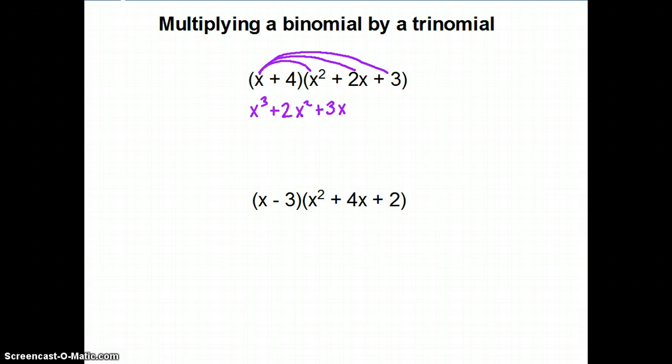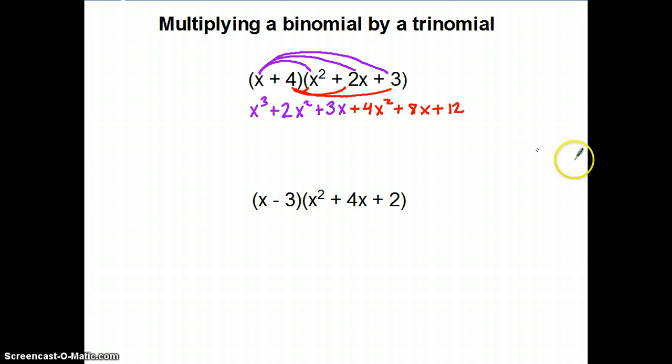And then I move on to the second term in that first set of parentheses. So now I'm going to distribute my positive 4 to all three terms in the trinomial on the right. 4 times x squared is a positive 4x squared. 4 times 2x is a positive 8x. And 4 times 3 is a positive 12.